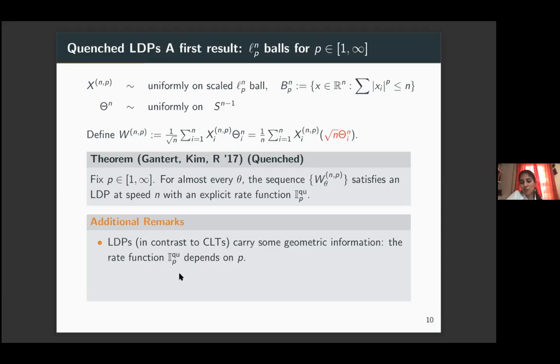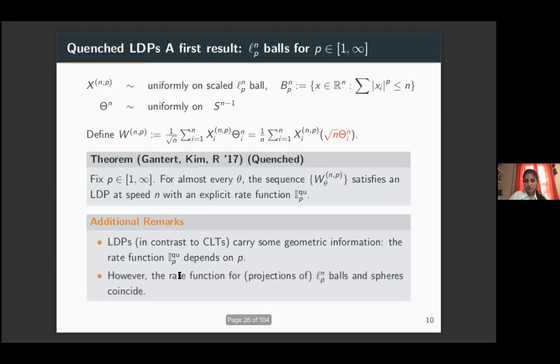Okay. So we see that maybe this is a fruitful line of inquiry because the LDPs, in contrast to CLTs, seem to carry geometric information. Okay, but unfortunately, however, these rate functions, they're good, but I could have chosen my X_n, I chose it from the ball, I could have chosen it just from the sphere, right? Which would not be a convex body, but it's still an object, and it's a random variable, and it's a measure that I'm projecting down. And the rate function would be the same. So it exists and everything, and it would be the same.